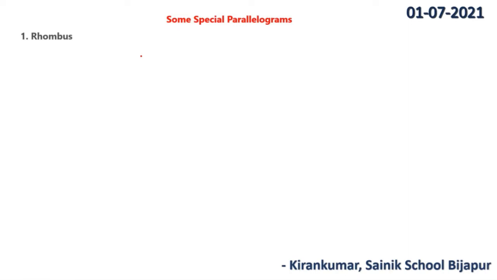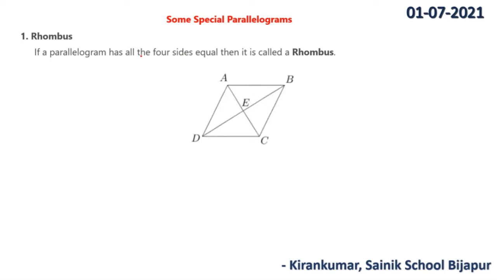The first special type is called a rhombus. If a parallelogram has all the 4 sides equal, then it is called a rhombus. In this figure, ABCD is a parallelogram. In this parallelogram, if the side AB is equal to the side BC, which is equal to the side CD, which is equal to the side DA, then it becomes a rhombus. All the sides are equal to each other.